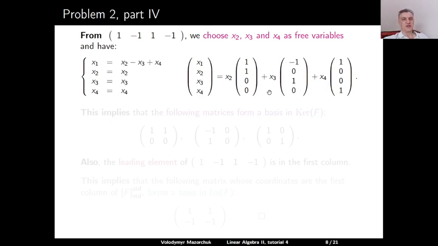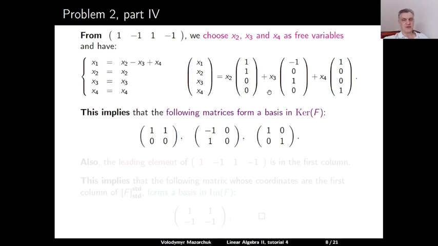So if we want to determine a basis in the kernel of F, we should take the three matrices whose coordinates in the standard basis are these vectors. So these are the matrices (1, 1, 0, 0), (-1, 0, 1, 0), and (1, 0, 0, 1). So these three matrices form a basis in the kernel of F.